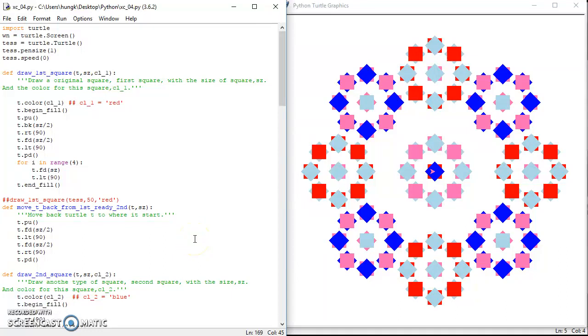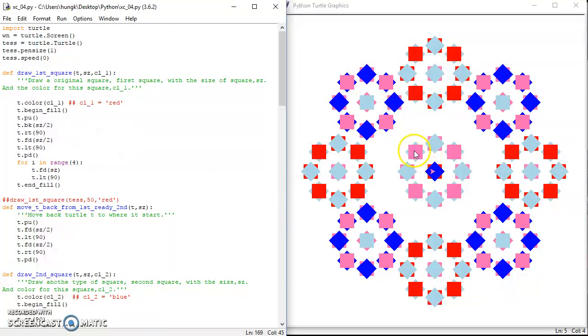So this one we talk about the HW question number 4. Write the code to draw the output like this, and this is how I can do it. We import the turtle right here, and then the first step, we draw the first square. It's just like our original square.